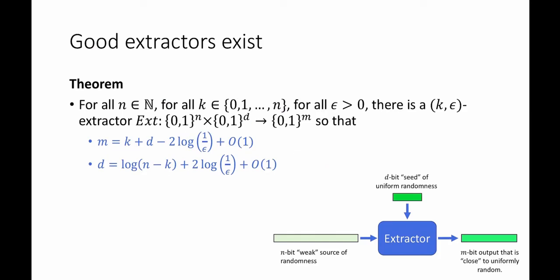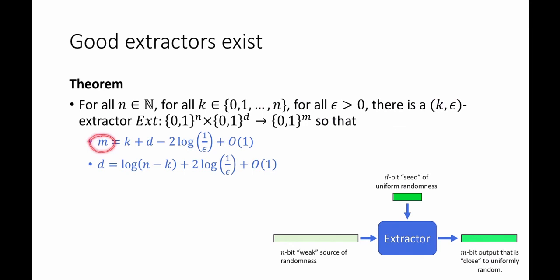Okay, so given that we need a seed, we can at least hope for a small one. We'll see in a minute that actually if the seed is small enough, then we won't actually need any uniform random bits. Basically, we'll just be able to exhaust over all possible choices of them. Fortunately, such good extractors do exist. So here's a theorem. For all positive integers n, and all k between 0 and n, and for all epsilon greater than 0, there is a (k, epsilon) extractor Ext, which takes in an n-bit k-source and a d-bit seed, and outputs m bits that are epsilon-close to uniform, with the following parameters.